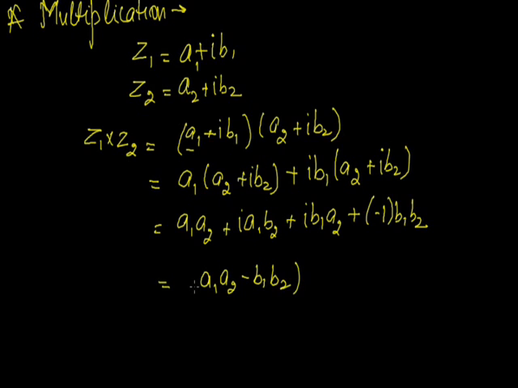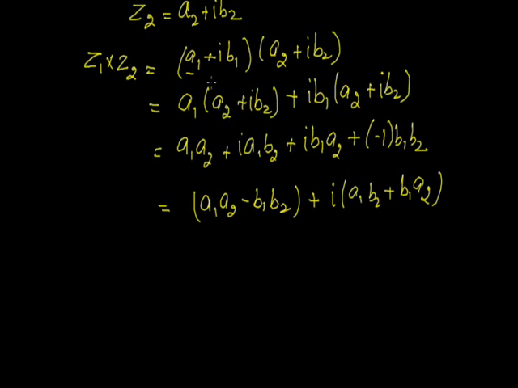We write the real part together, and we write the imaginary part, that is iota times a1 b2 plus b1 a2. So in multiplication, we multiply the real part with the real part and the imaginary part with the imaginary part, and the real part of the first is multiplied by the imaginary part of the second. So in this way we can find out z1 into z2, that is multiplication.